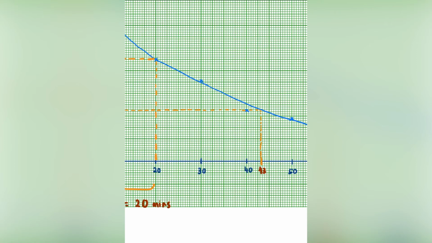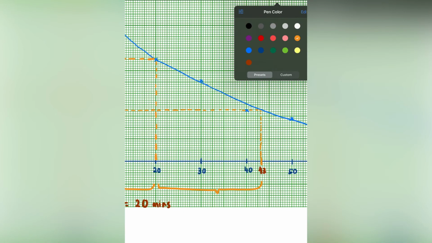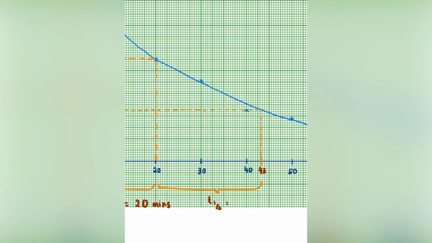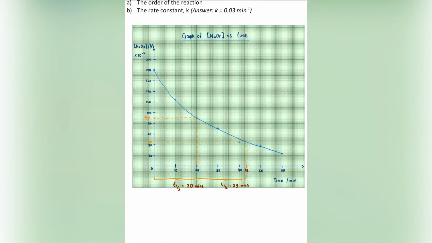Alright, so if that is 43, we have to determine the second half-life. From 20 to 43, what is the difference? So if we calculate, T half equals 43 minus 20, which is approximately 23 minutes. Now we can see the trend. The first half-life, the time taken is 20 minutes. The second half-life is 23 minutes. So almost the same.